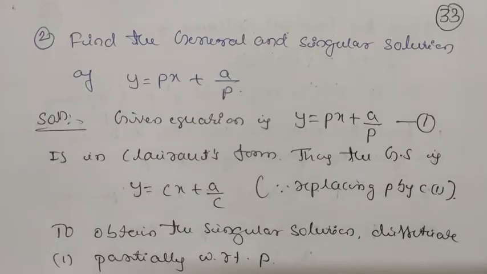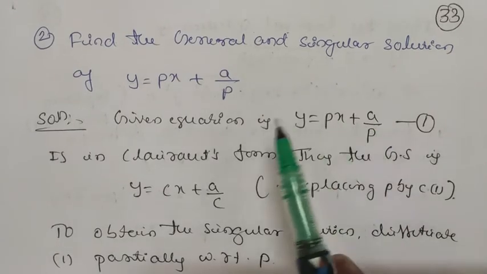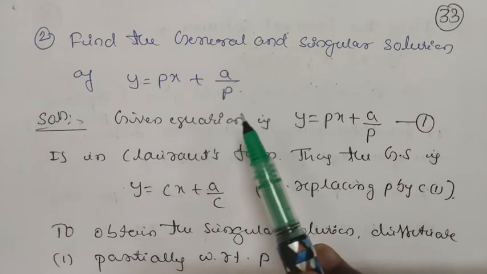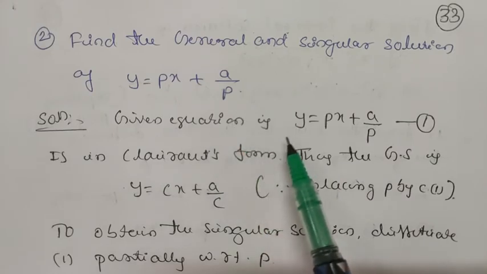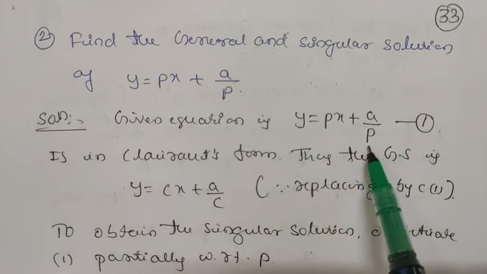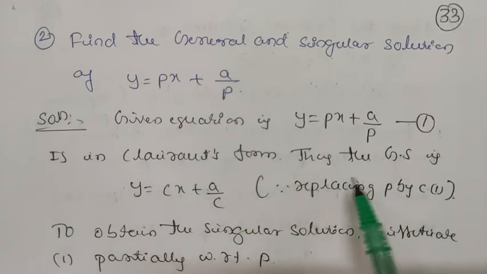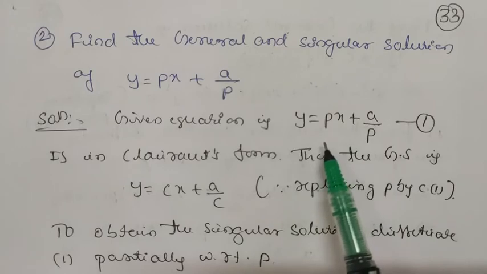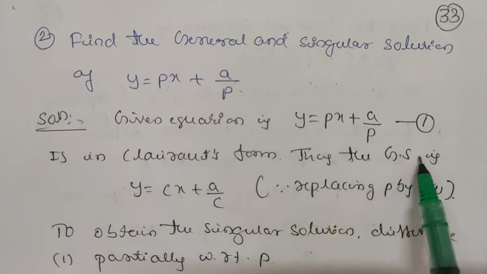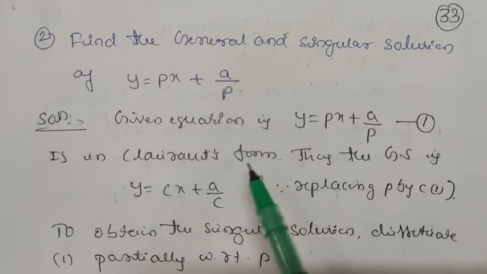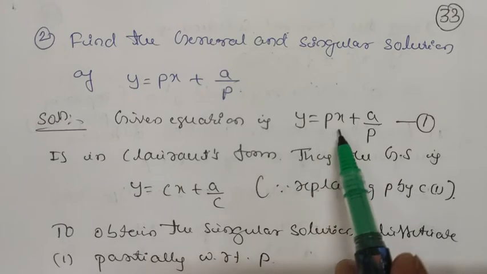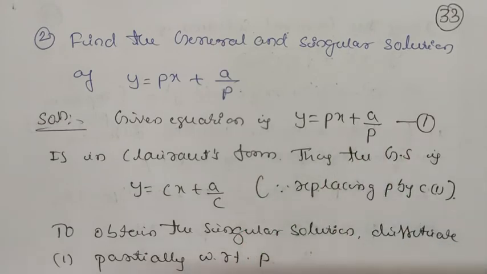Let us take one more example so that our concept will be clear. Find the general and singular solution of y equals px plus a divided by p. So first you write this equation as it is, y equals px plus a divided by p. It is in the Clairaut's form only because the Clairaut's form is y equals px plus f of p. So it is in that form. So to get the general solution, you just replace p by c. So you will get y equals cx plus a divided by c.